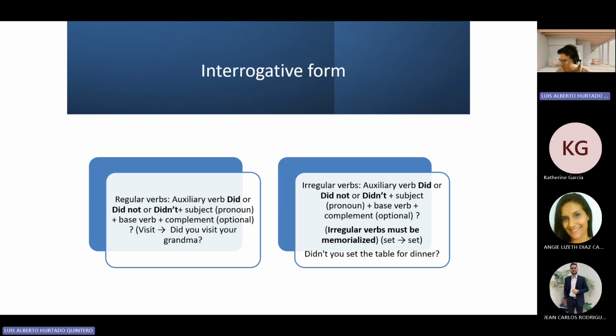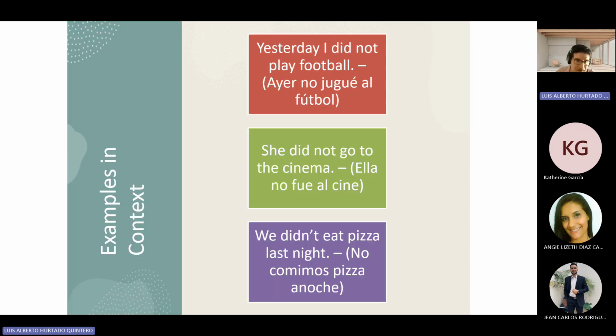For irregular verbs, same condition. You have to memorize them. We are using the base verb, so that means that it does not change. And I will show you some examples of this. The first one would be yesterday. Did you play football yesterday?